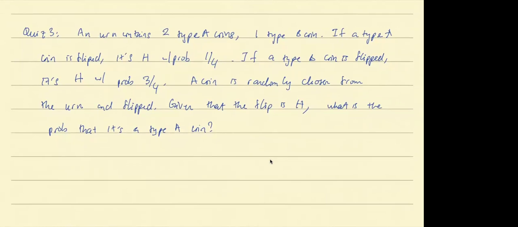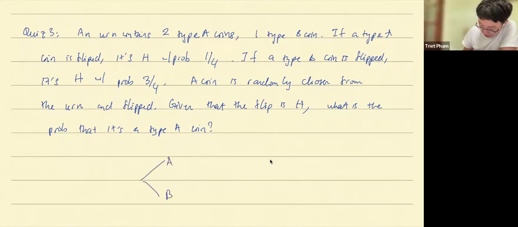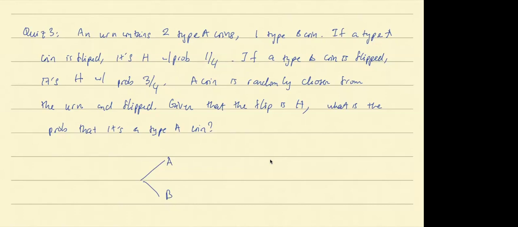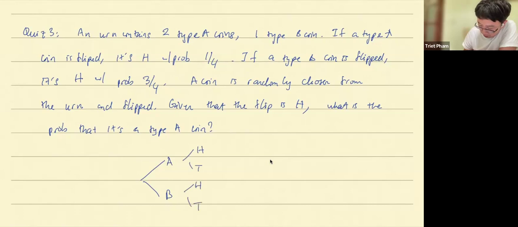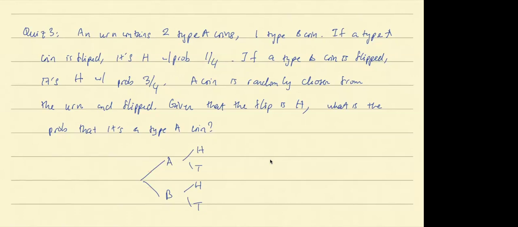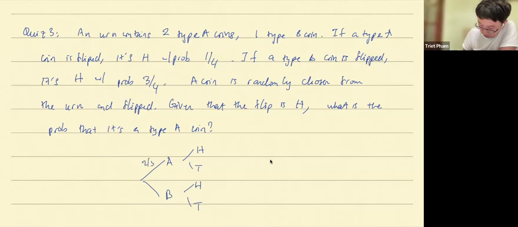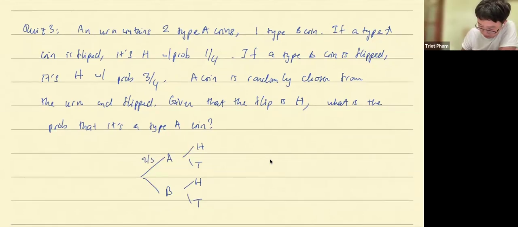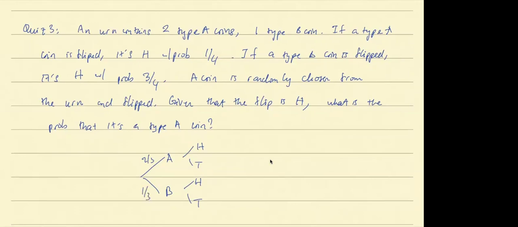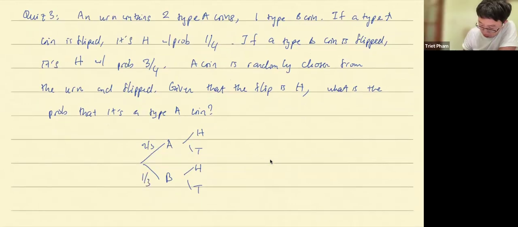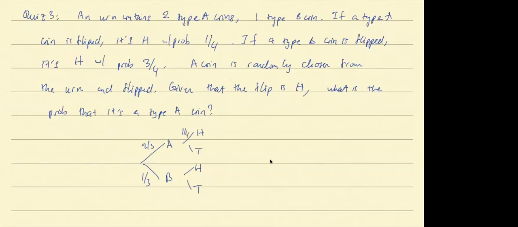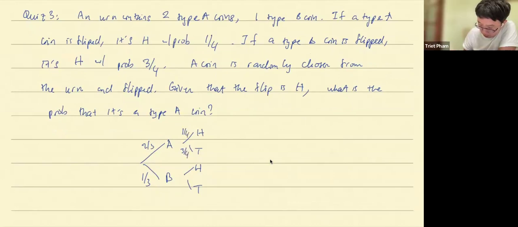The first branch would be A and B. Good. And then the second branch would be? The heads and tails. Correct. And then what do we fill in for the weights of these branches? A would be 2/3, and B would be 1/3. And A branching out to heads would be 1/4. Correct. And this will be 3/4. This will be 3/4, 3/4, 1/4.